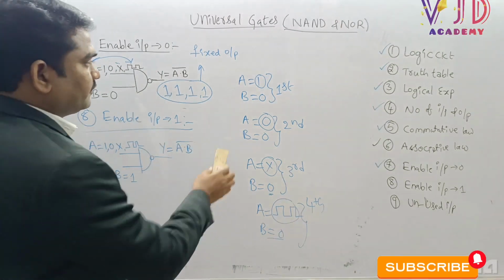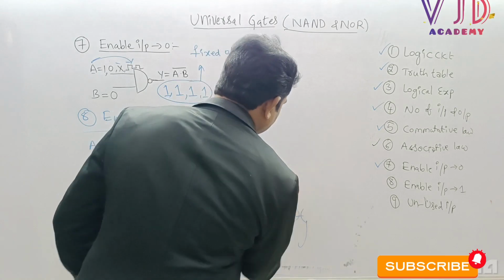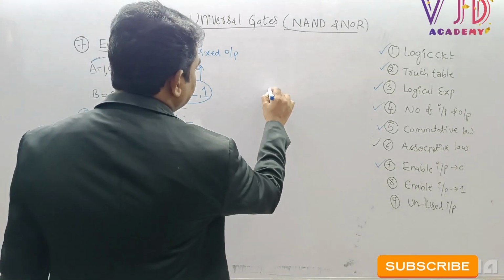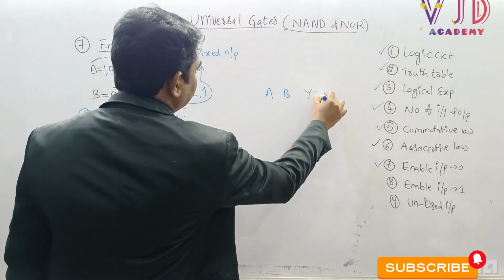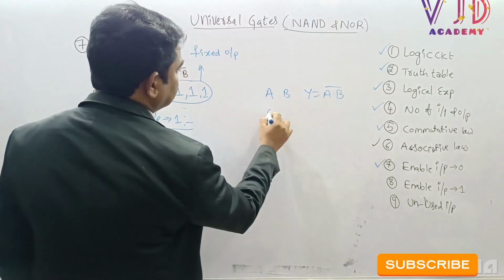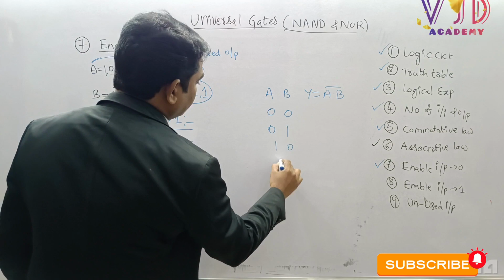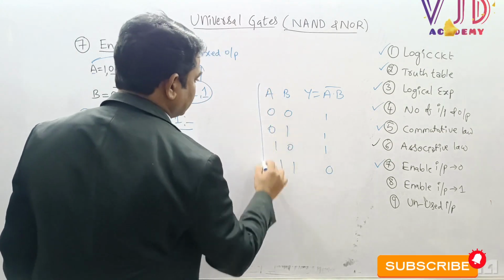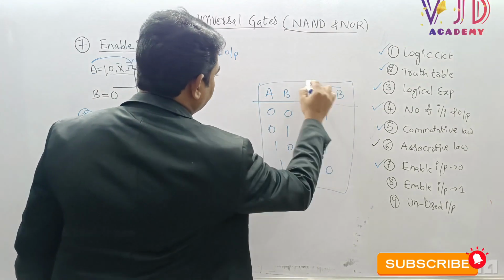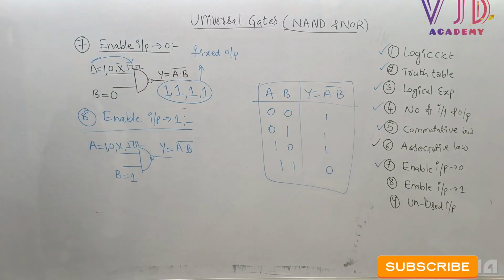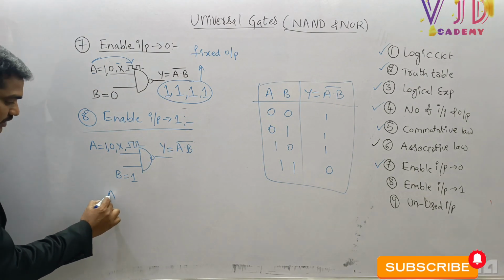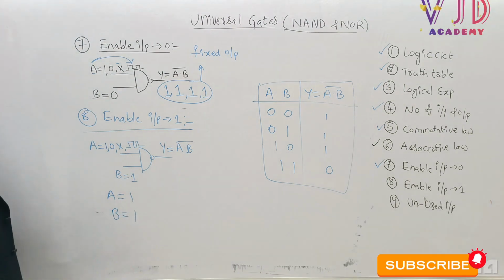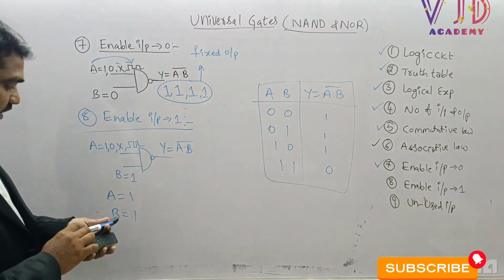We know the truth table, sir. The truth table of the NAND gate is: A and B, Y equal to A into B whole bar. For the conditions 0, 0; 0, 1; 1, 0; 1, 1, the output is 1, 1, 1 and then 0. This is called the NAND gate output. Now let us try to understand when we apply A equal to 1 and then B equal to 1. Here let us try to understand, sir.